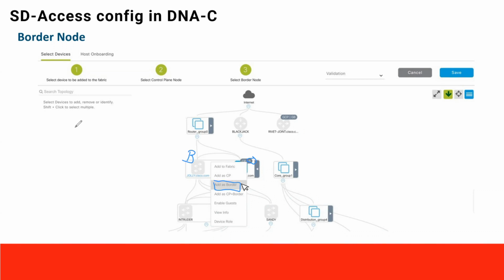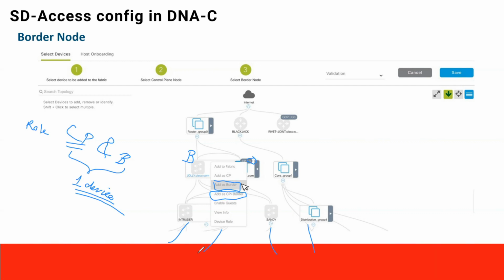Now the beauty is that the functionality or the role of control plane node and border node can be assigned to a single device as well. Do you see this option? Add as control plane plus border. Yes, it is possible. The same device acts as the border node for going in and out of the network, within the organization as well as the outside world, and also acts as the host tracking database, which is the control plane node, which keeps information of all the endpoints connected.